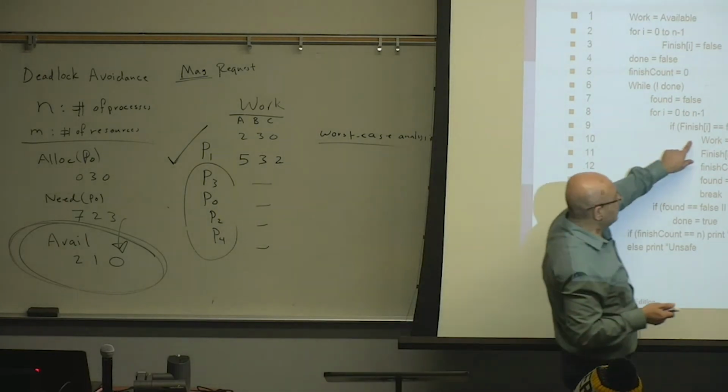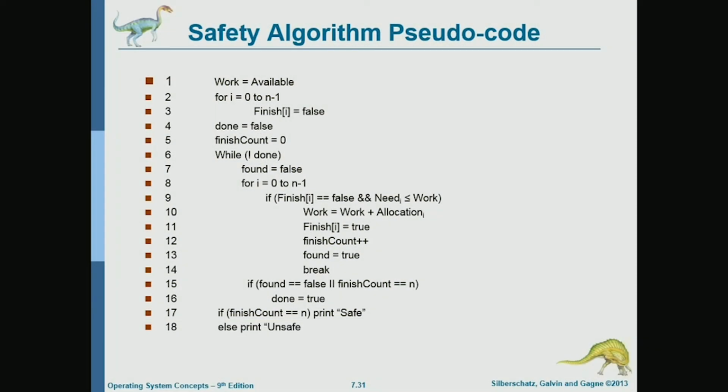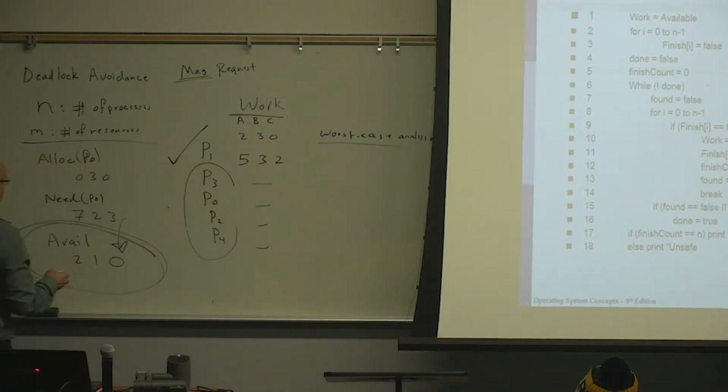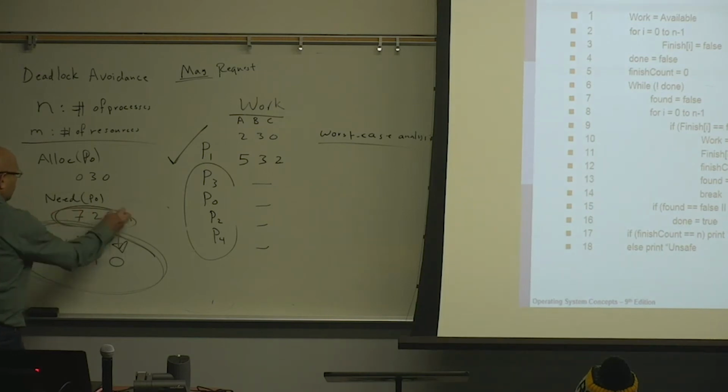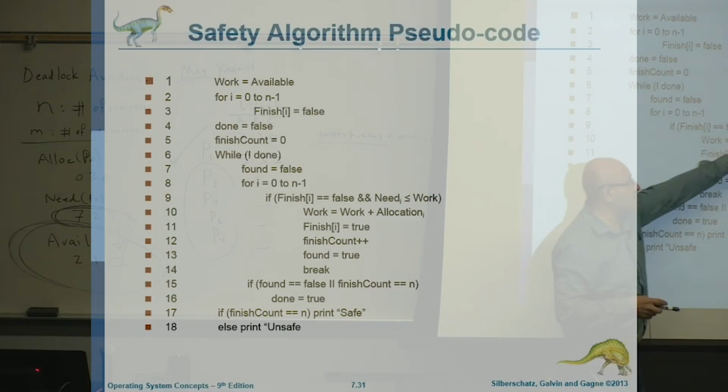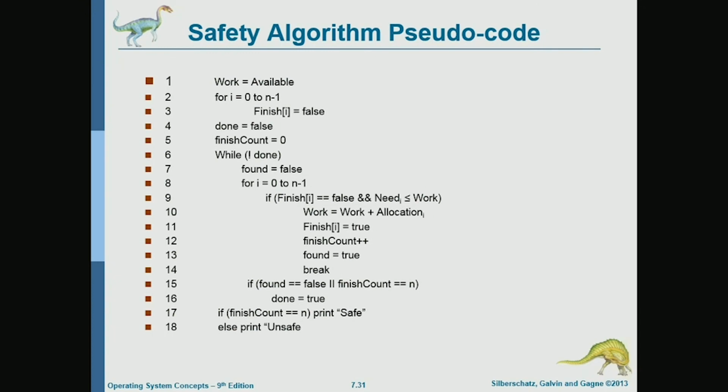And now we're comparing the needs of the process with work. This is what we were doing. So we were comparing the needs of a process like this with work. So we compare vector with vector. This is a vector comparison, which means that we must compare every element in that vector, each element with the corresponding element in the other vector. And this must be true for each element in both vectors.